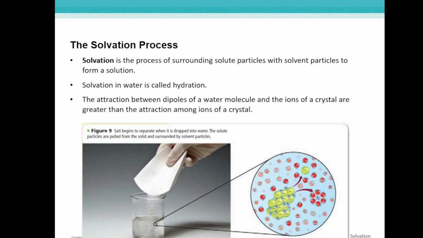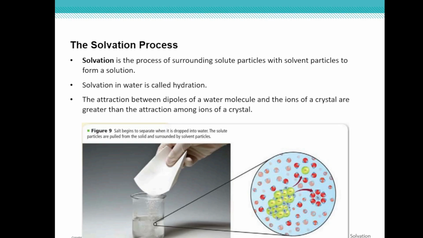The first word that we need to know is solvation. This is the process of surrounding solute particles with solvent particles to form a solution. We know that solutions are made up of solutes and solvents. So when the solvent is surrounding and dismantling, as you saw in the simulations, the solute and separating it and hydrating it, we call that solvation.